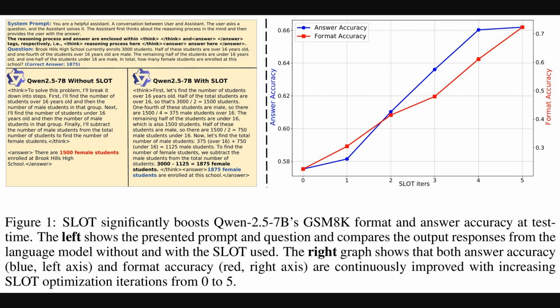Alright, and this first figure really brings the benefit of SLOT to life. On the left, we see a math problem from the GSM8K benchmark. Without SLOT, the Qwen 2.5 7B model outlines a good plan but gets the final answer wrong. With SLOT, it nails both the reasoning and the final calculation. The graph on the right shows this trend clearly. As the number of SLOT optimization iterations increases, both the answer accuracy and the format accuracy go up. This improvement shows how just a few quick adjustments can significantly boost performance.